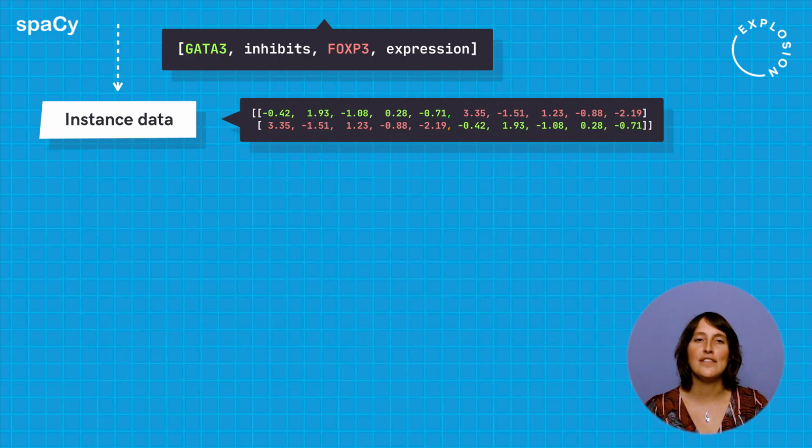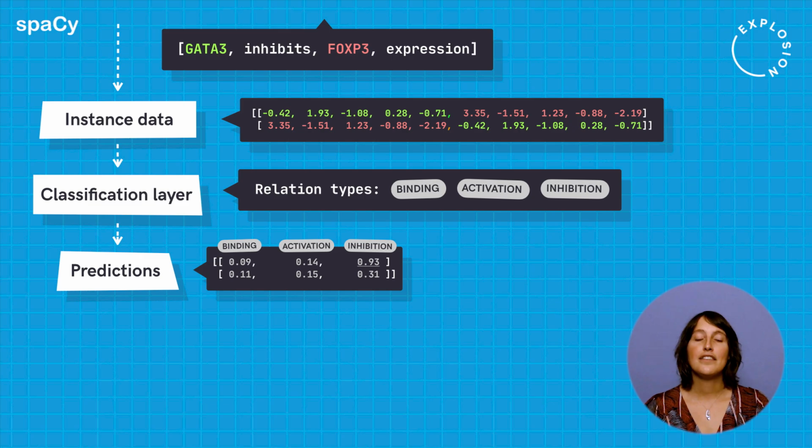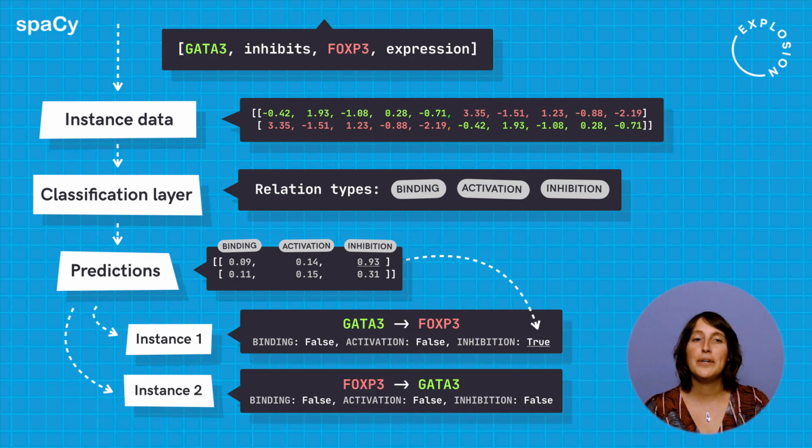We now concatenate all instance vectors into one larger tensor that will be the input of our classification layer. Let's assume we want to predict 3 relation types: binding, activation, and inhibition. That means that the final output needs to contain a prediction for each instance and for each relation type. The predictions will be between 0 and 1, and we consider everything above 0.5 as a true relation. In our example, where we have 2 instances and 3 unique labels, the final output is a 2 by 3 matrix, where the first row contains the predictions for the first instance. Ultimately, this allows us to determine a true or false value for each combination of an entity pair and a relation type.